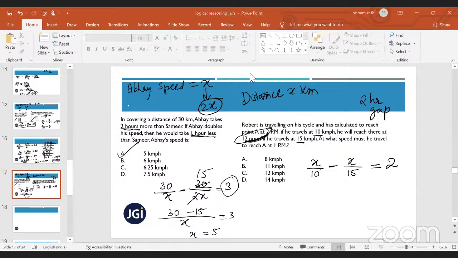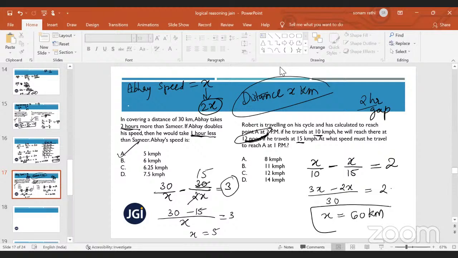Calculate the value of x. Distance is x kilometers. Gap is 2 hours. 10 and 15 LCM is 30. 3x minus 2x is equal to 2. x is equal to 60 kilometers. So the distance is 60 kilometers.